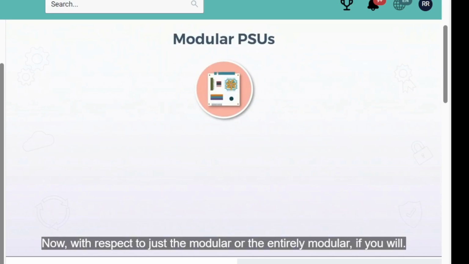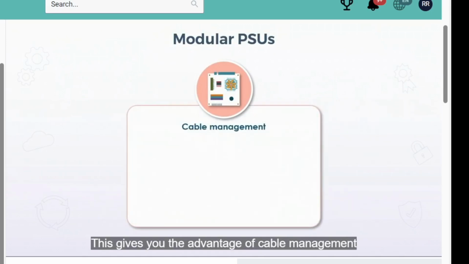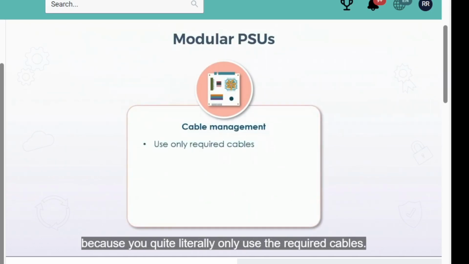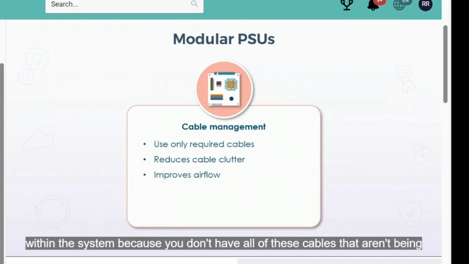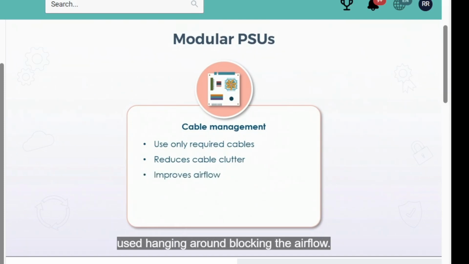Now, with respect to just the modular, or the entirely modular, if you will, this gives you the advantage of cable management because you quite literally only use the required cables. This helps to reduce cable clutter and also improves the airflow within the system because you don't have all of these cables that aren't being used hanging around blocking the airflow. So it will actually help to keep your system cooler overall and just leave more space inside the computer case.